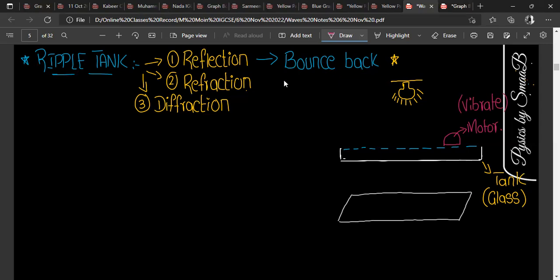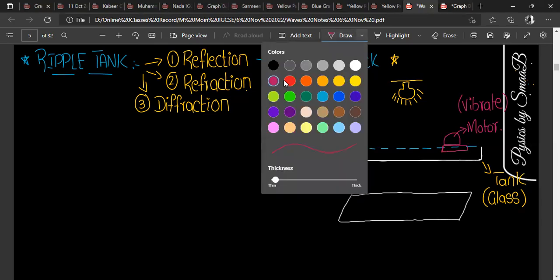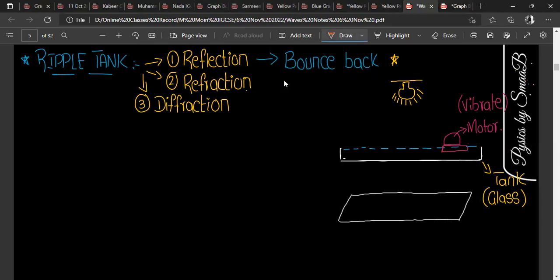To continuously generate waves in this tank, we use a motor. The main purpose of the motor is to vibrate, and that vibration helps to vibrate the water surface in the tank. And as a result, the waves are generated.